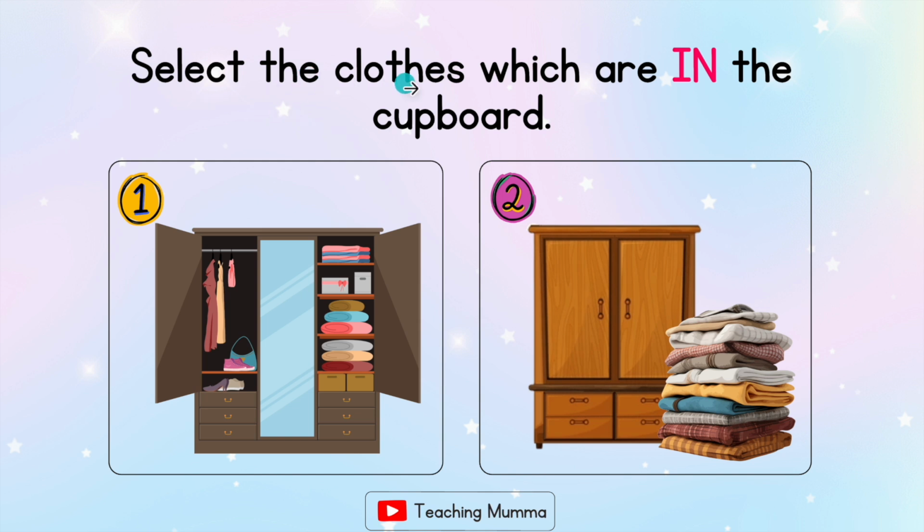Select the clothes which are in the cupboard. Okay, so option 1 and option 2. Option 1, can you see the cupboard is open and the clothes are folded nicely and kept in the cupboard? And in option 2, the cupboard is closed and the clothes are lying outside. So which is the right answer? Where are the clothes in the cupboard? Option 1 or option 2? You're right. Option 1 is the right answer. Very good.